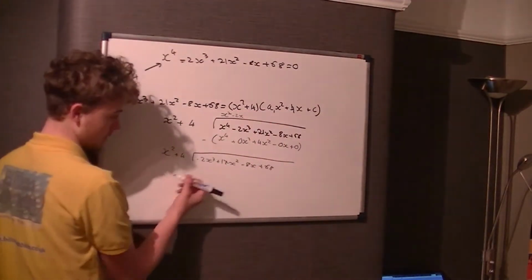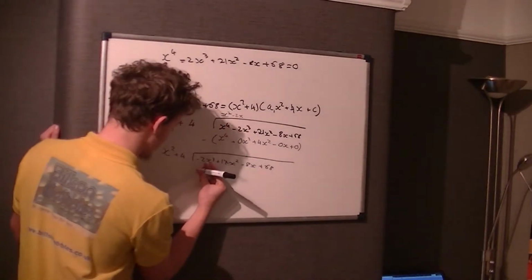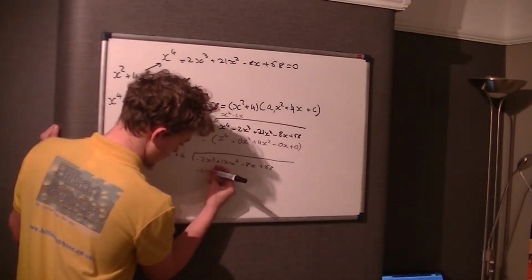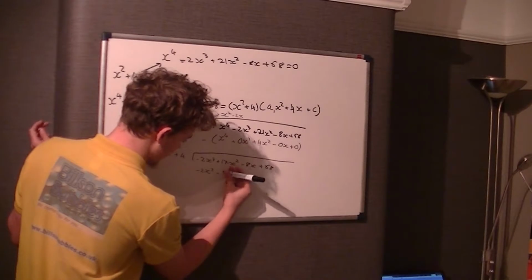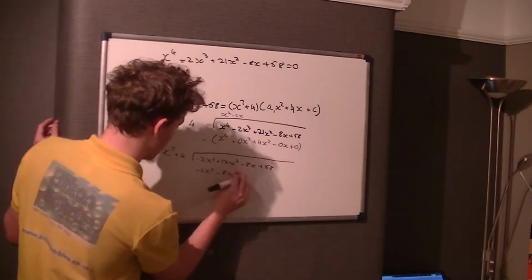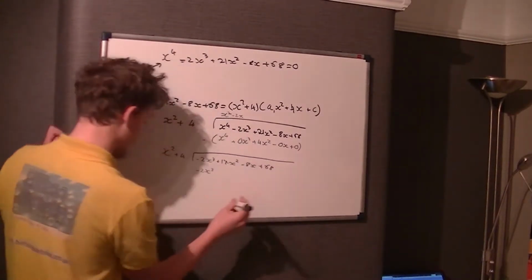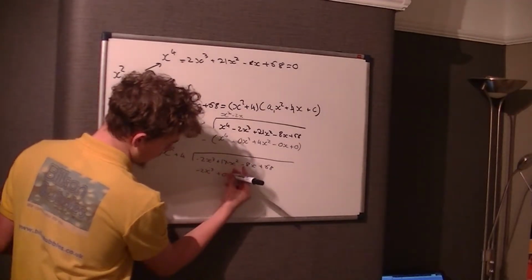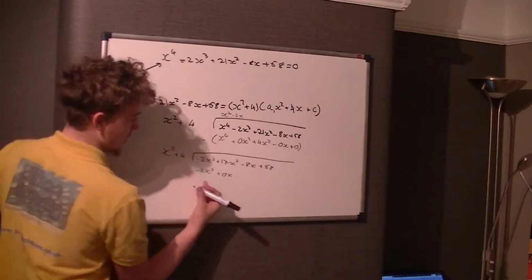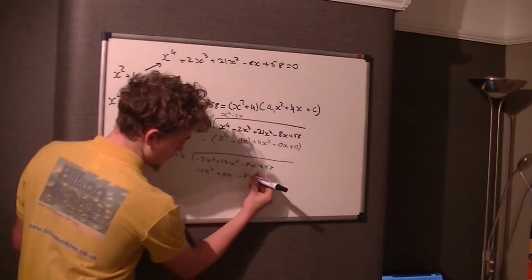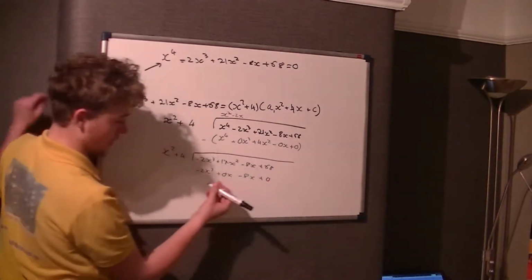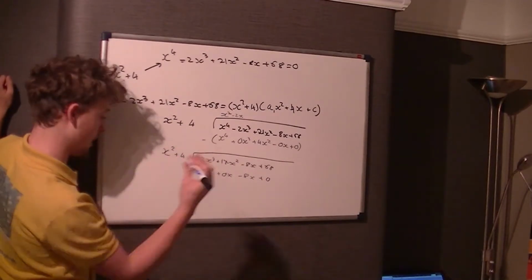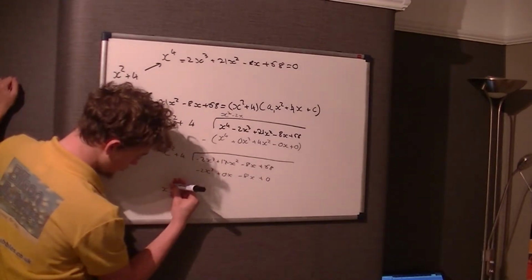Okay, times this by negative 2x, which gets us negative 2x cubed, take 8x, plus, because we've not got any x squared here, it's plus 0x, and then it's 4 times negative 2x, which is negative 8x, plus 0. Now, you don't have to write these 0x and 0, but I just put it in there.